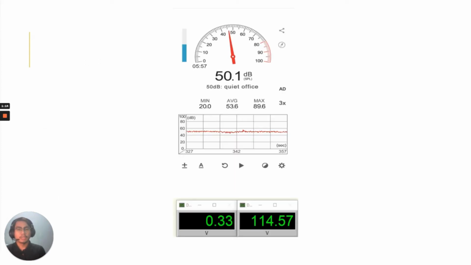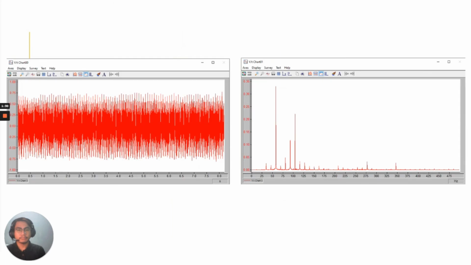For the sound meter application, we got 50.1 decibels. For the digital meter 0, we got 0.33. And for the second digital meter, we got 114.57. So this is the graph that we get, where the left side is the time domain and the right side is the frequency domain.